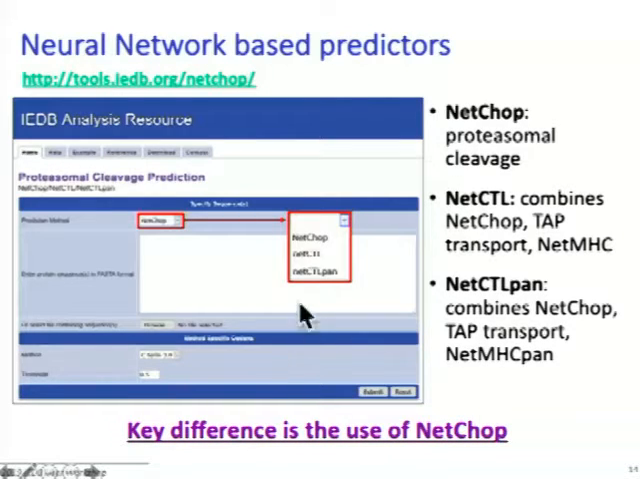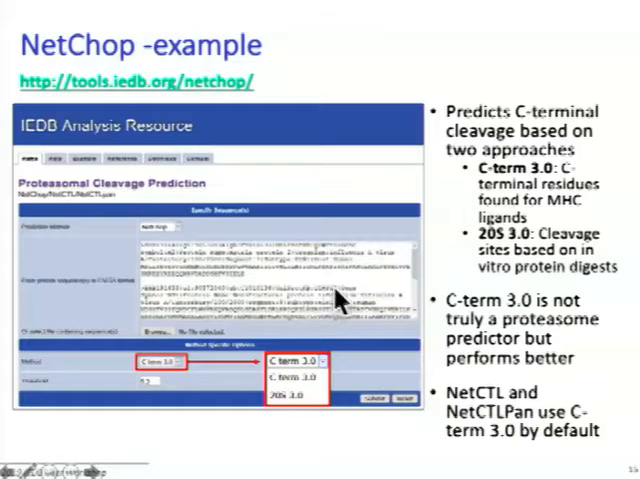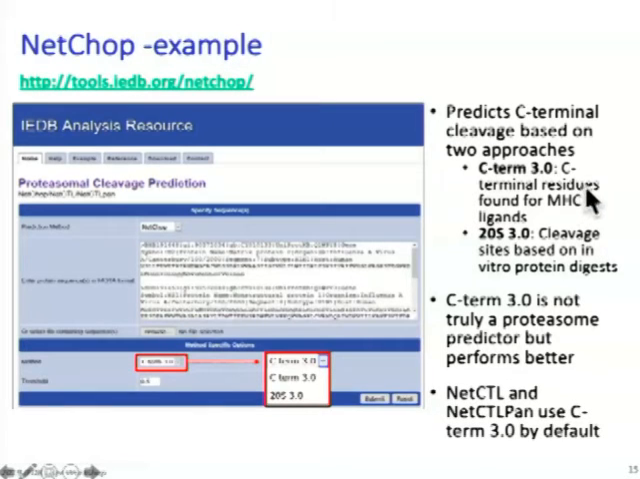The key difference compared to what I showed you before is the use of the NetChop algorithm, which is a neural network trained either on the same kind of in vitro digest that I mentioned before that the other tools are generated on, or directly on C-termini that are found in eluted MHC ligands. To some extent, this also hasn't been updated for 8 or 10 years or something like that.